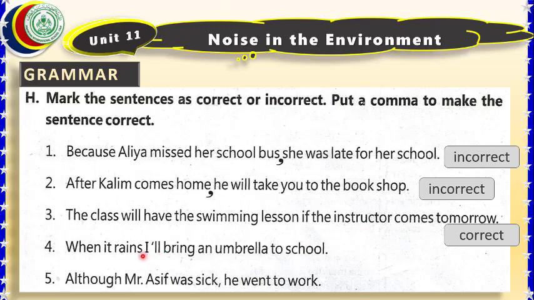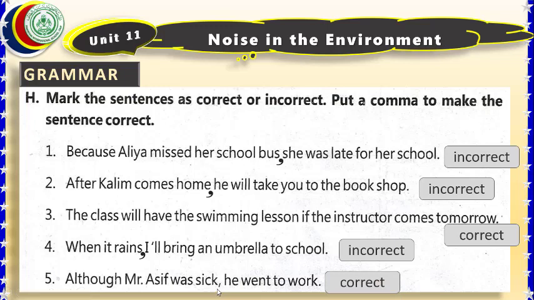When it rains, this "when" is telling us this is a dependent clause. There will be a comma. Is it there? No. This means it is incorrect. We shall correct it by putting a comma. Although Mr. Arif was sick, "although" is telling us this is a dependent clause, but here a comma is already written. This means this sentence is correct.